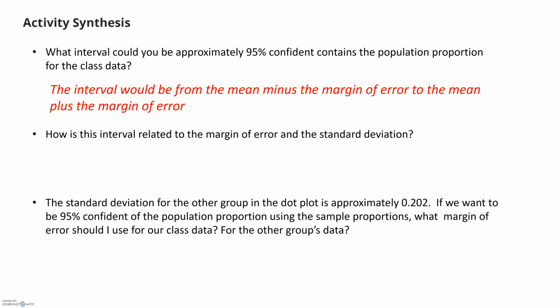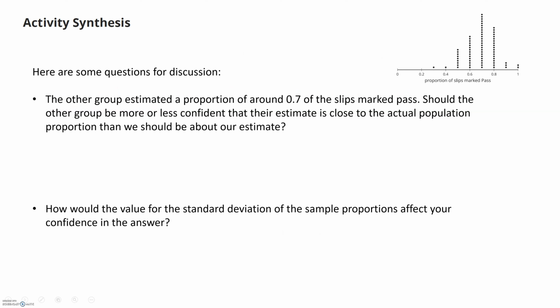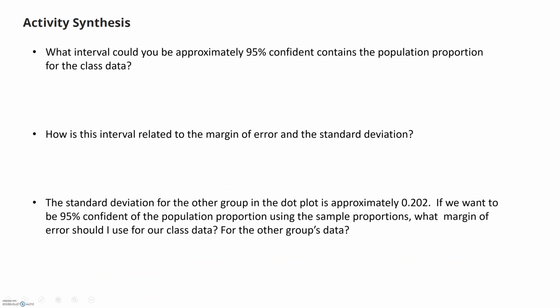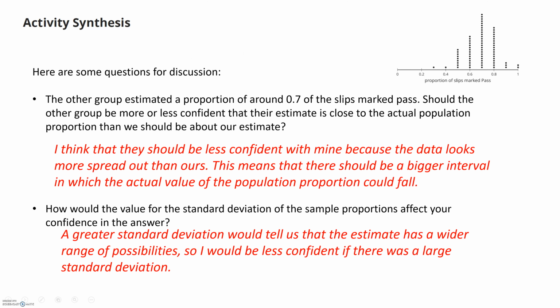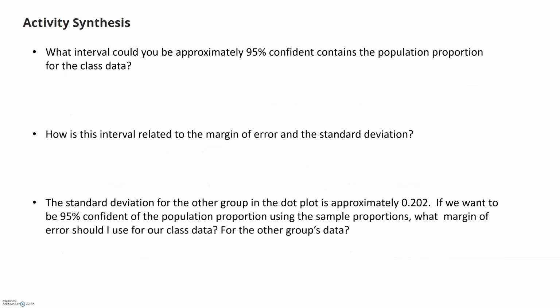Last question, it says the standard deviation from the other group in the dot plot is approximately 0.202. So I'm talking about this one, okay? And if we want to be 95% confident of the population proportion using the sample proportion, what margin of error should I use for the group's data? Again, you just have to look up here and look at what they tell you the standard deviation is, and then come up with your conclusion.